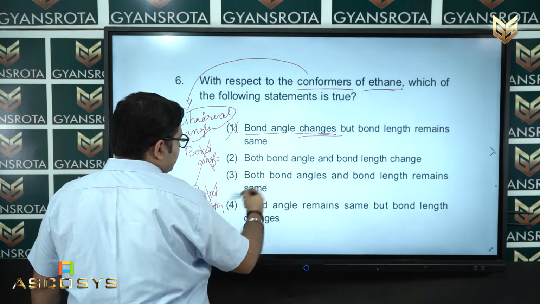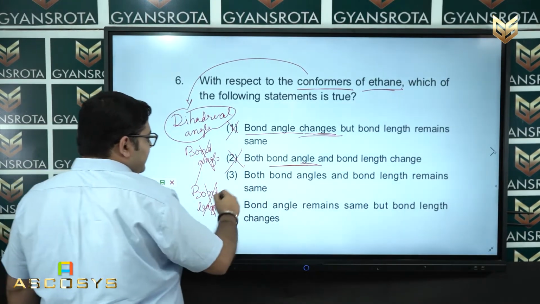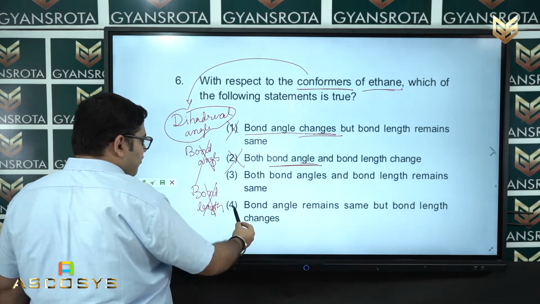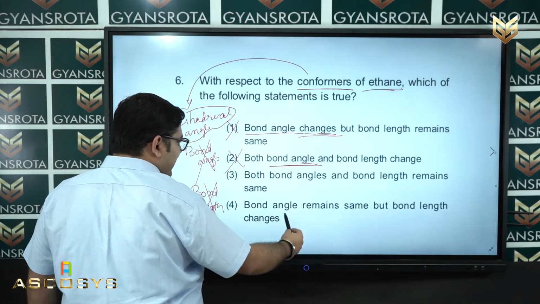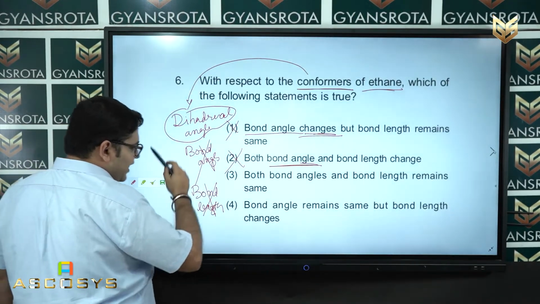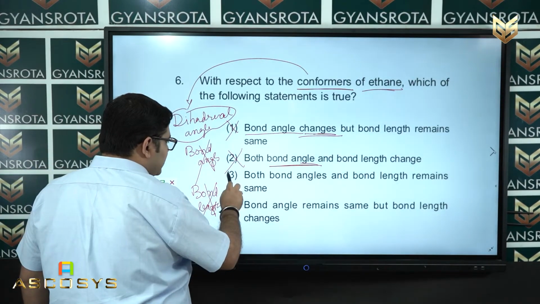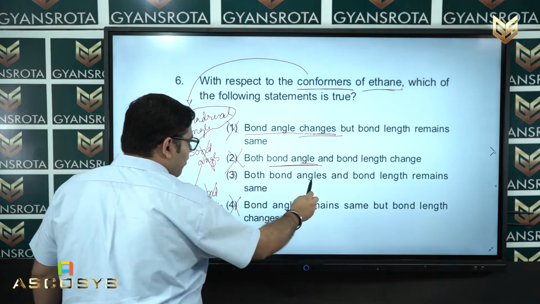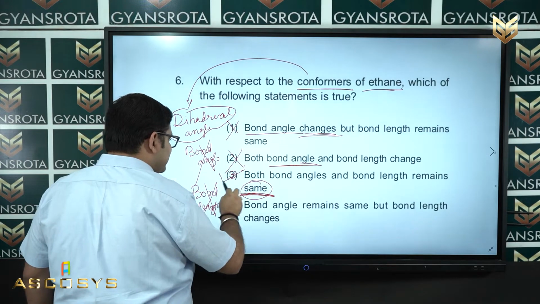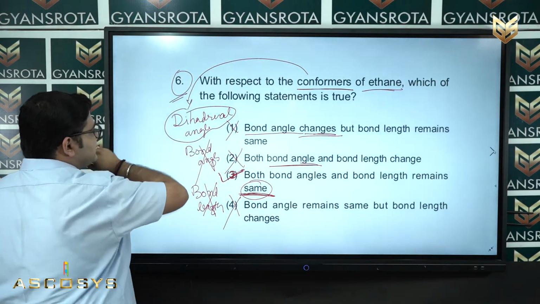If you see option number 2, again they are mentioning bond angle, so it is not possible. If you see option number 3, both bond angle and bond length remain the same, and option number 4, bond angle remains the same but bond length changes. I already said bond length and bond angle will not change. So, option number 4 is not the correct answer. Option number 3, where both bond angle and bond length remain the same, is the correct answer of question number 6.